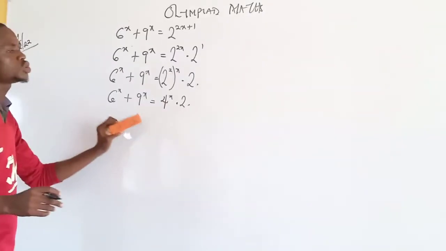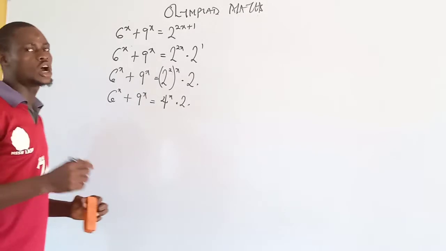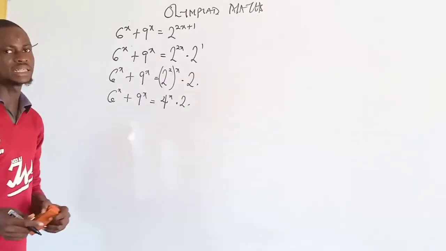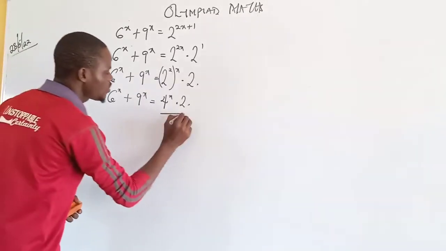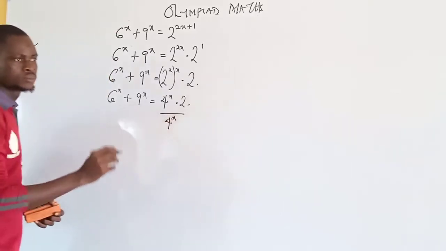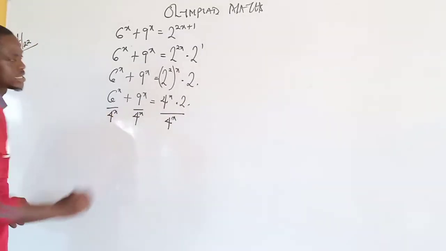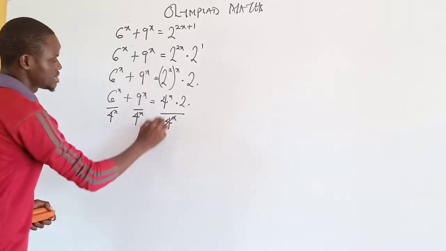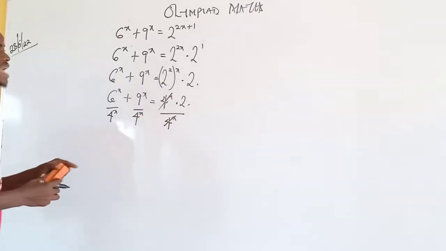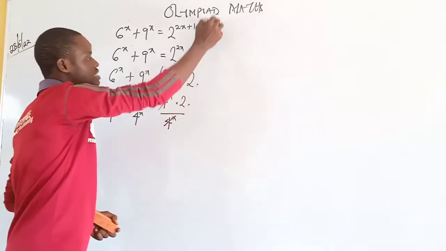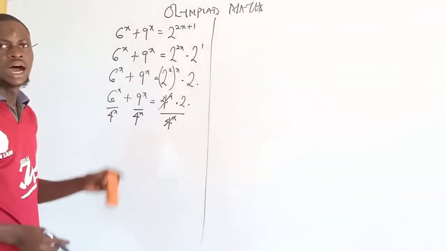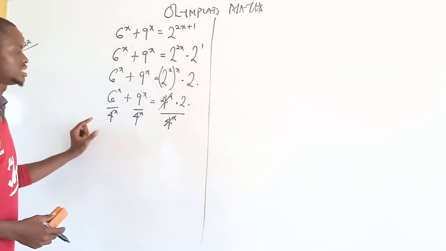The next step that we're going to use to solve this is to divide all through by 4 raised to the power x. Now, if I divide this side by 4 raised to the power x, while this by 4 raised to the power x, I will be having this, whereby I can also apply the law of indices in solving this. How do I apply the law of indices in solving this?